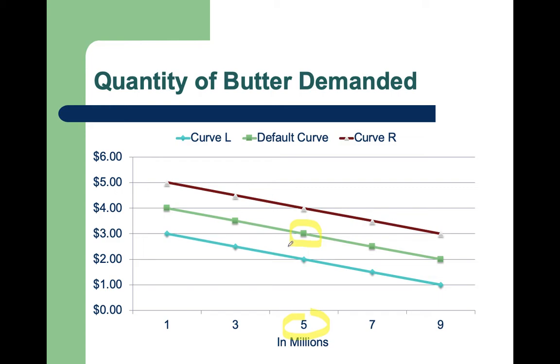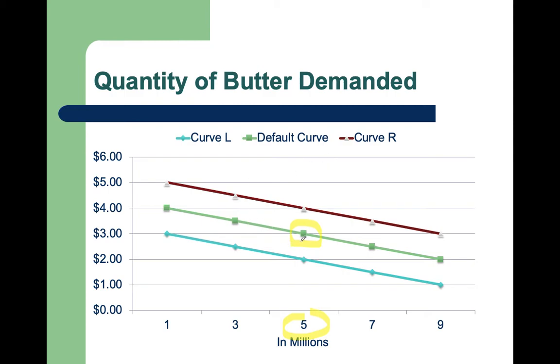One substitute for butter is margarine. So, for most things, you can use butter and margarine in place of each other. You probably have a preference between the two of them, but they're substitutes. They can be used in place of each other. And let's say that the price for margarine goes down.